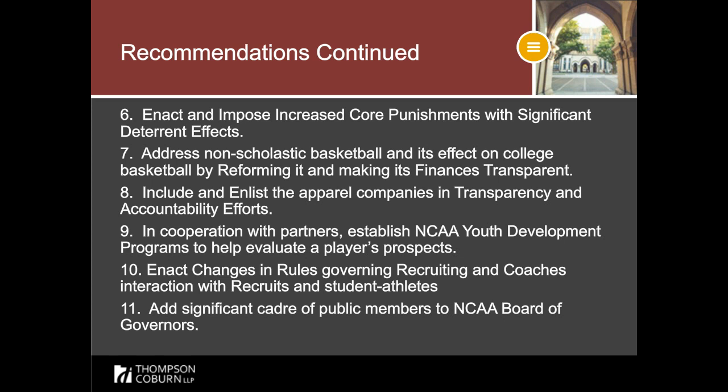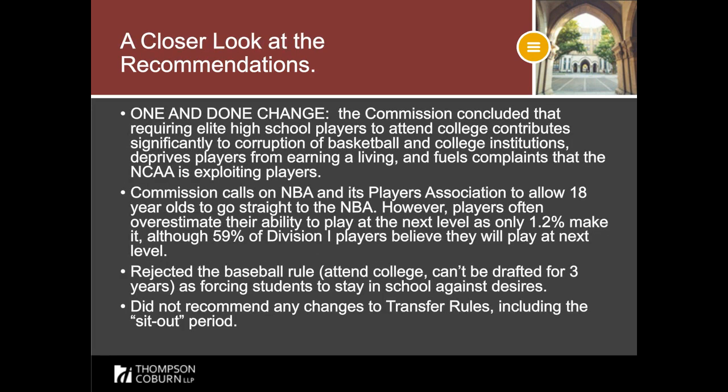The one and done change. The commission concluded that requiring elite high school athletes to attend college contributes significantly to the corruption of basketball and college institutions, deprives players from earning a living, and fuels complaints that the NCAA is exploiting players. The commission called on the NBA and the NBA Players Association to allow 18-year-olds to go straight to the NBA.